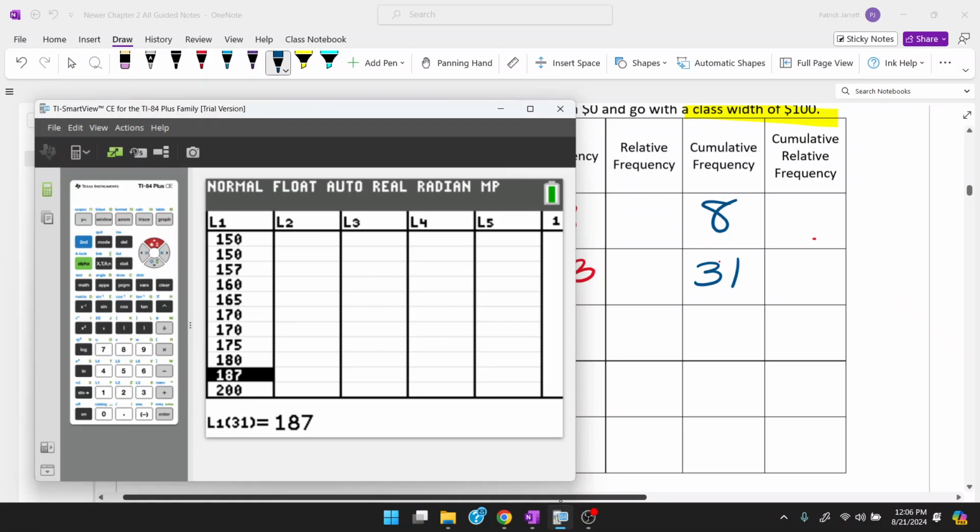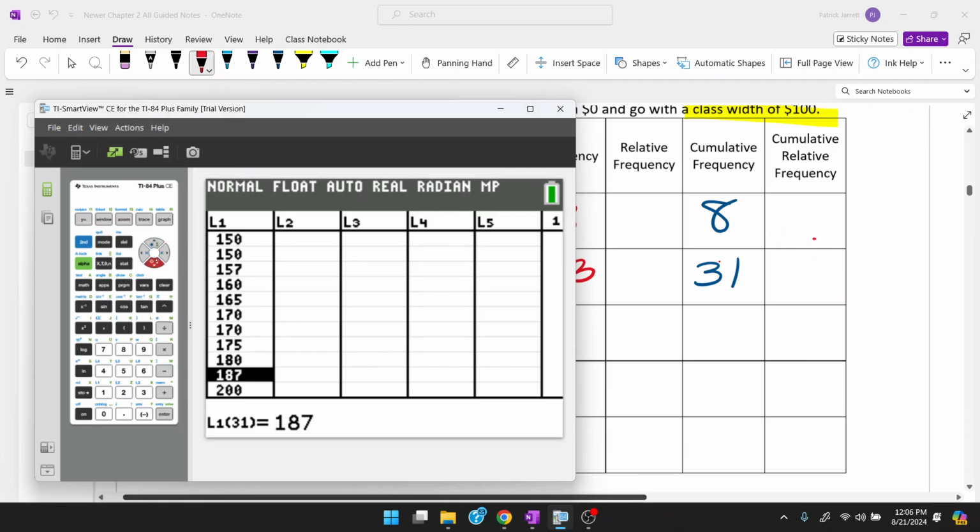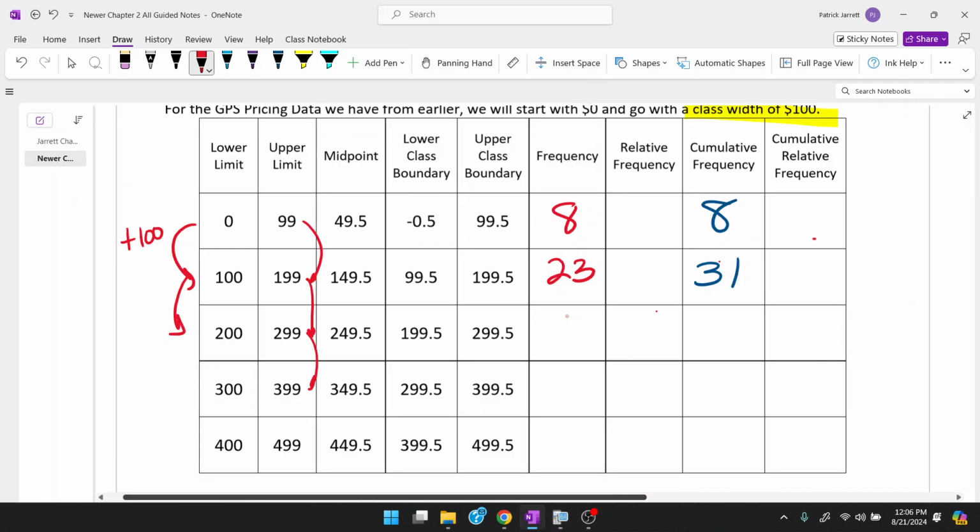31. This is kind of a backdoor method. But I'm also going to show you how you can use the calculator to do a frequency chart. You are going to love it. Well, I hope. So if I wanted to count between $200 and $299 for a GPS, I count 1, 2, 3, 4, 5, 6, 7, 8, 9, 10, 11. I counted 11. So what would my next cumulative frequency be?